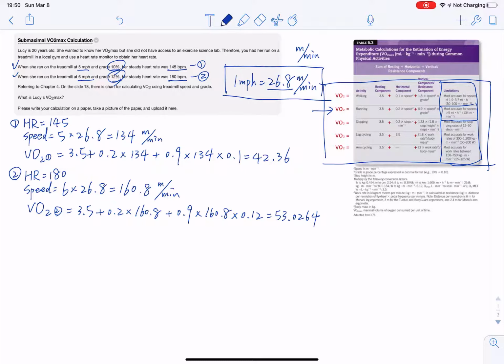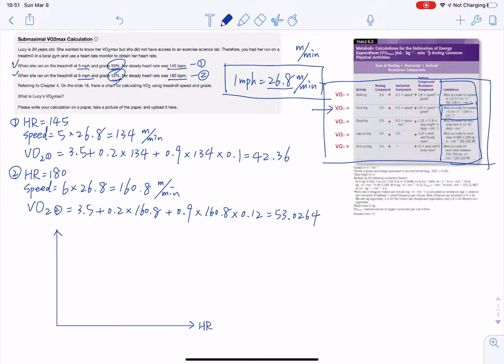Remember in class, I said we assume that heart rate and VO2 have a linear relationship when we are using submaximal VO2 to calculate VO2max. So let's draw something like this. The x-axis is the heart rate. The y-axis is VO2. At the first stage, the heart rate was 145 and the VO2 was 42.36. This is what we calculated. At the second stage, the heart rate was 180, and the VO2 was 53.0264.